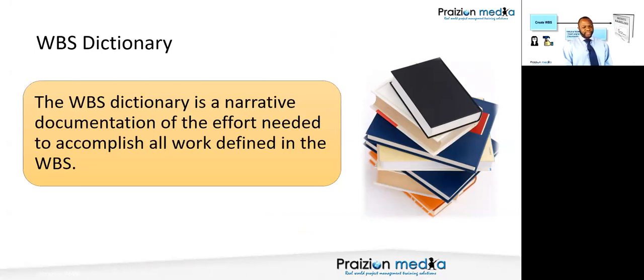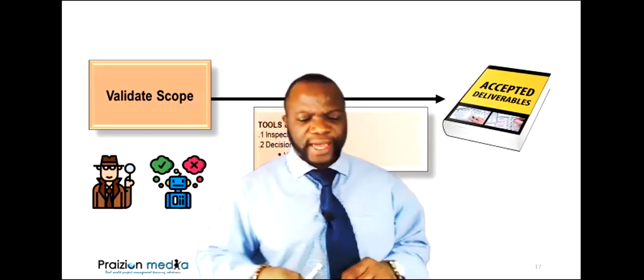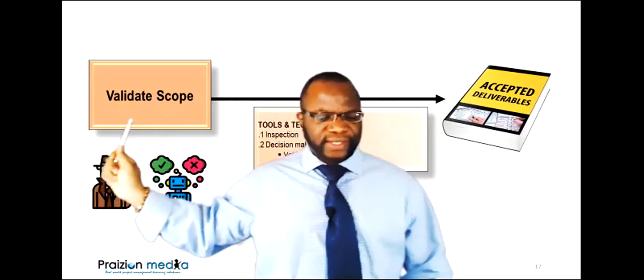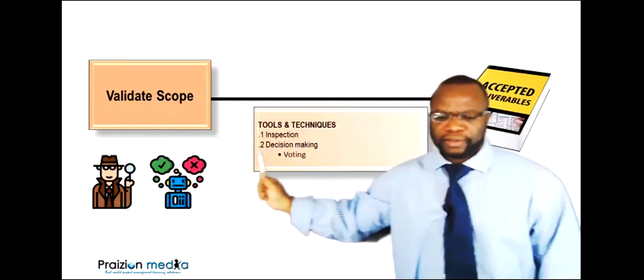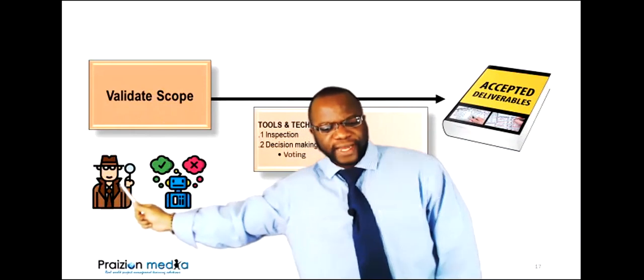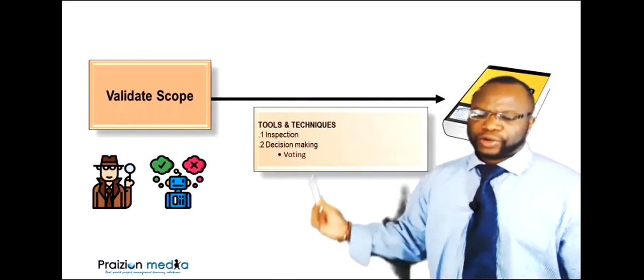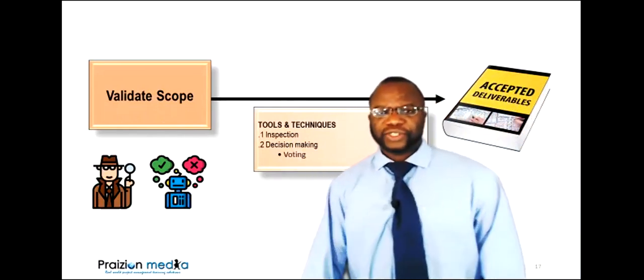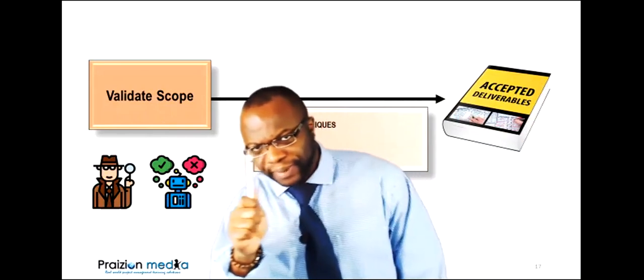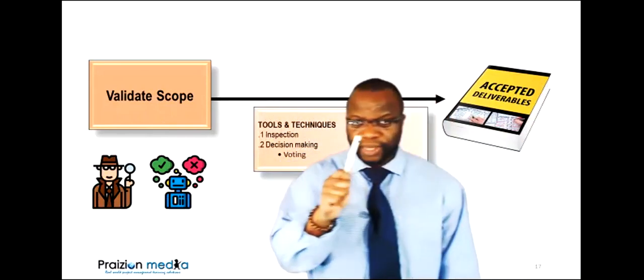Our next process that we're going to be talking about is none other than where your customer comes into the picture. We call it validate scope. Now, I know it sounds kind of counter, but validate scope is where your customer, the detective, is going to inspect the deliverable. So we use the icon of the detective to show that they're inspecting that deliverable. Does it meet our requirements?